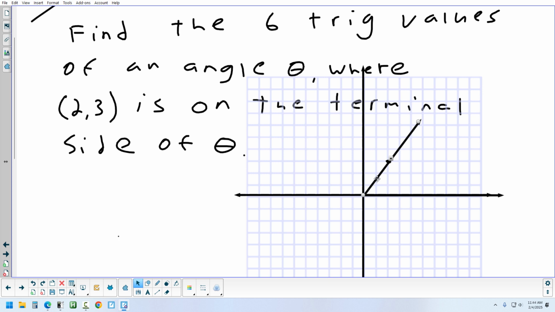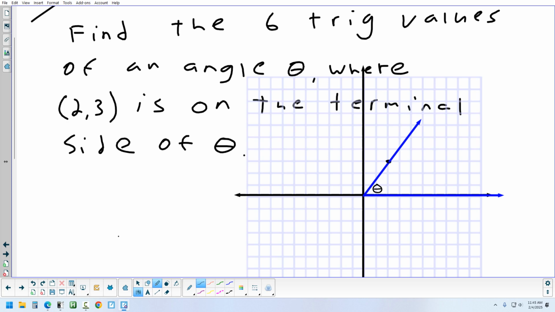Okay, and let's put that like that. So we're looking at this angle in blue. You like blue? Okay. So find the 6 trig functions of that angle right there. Okay. So the easiest way to do that is to basically convert that angle into what shape? A triangle. Yeah, make a triangle out of it.